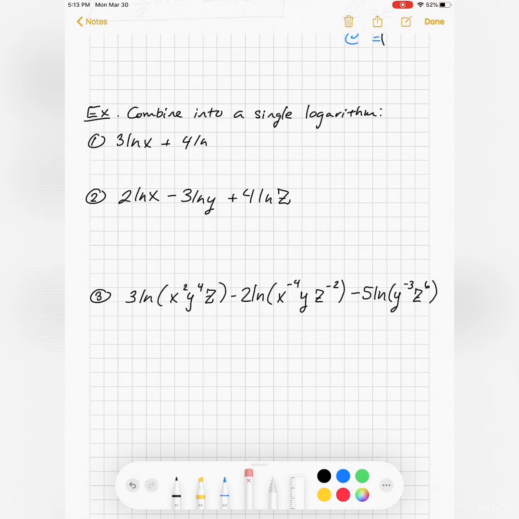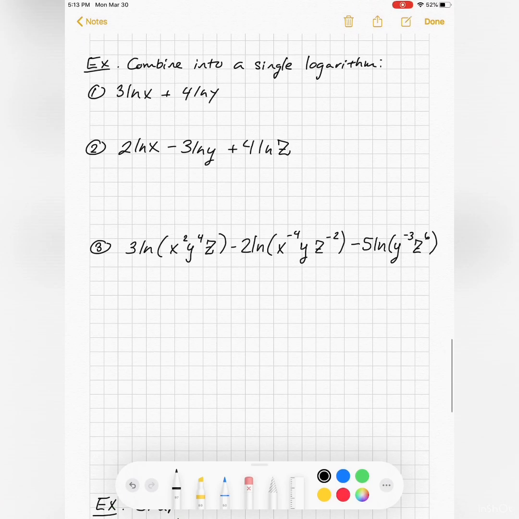How about going in the opposite direction? So maybe I'll make this one. Let's make this one a y. So combine into a single logarithm. I have 3 ln of x plus 4 ln of y. The first thing I would do is bring these coefficients up as exponents. So I'd have ln of x cubed plus ln of y to the 4th. And then, because I have the sum of 2 logs, I can change this into a log of a product. I multiply the arguments.